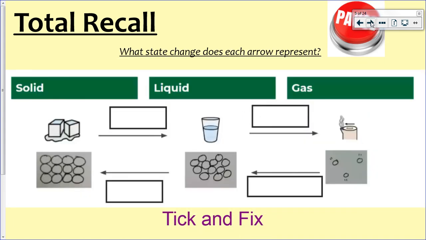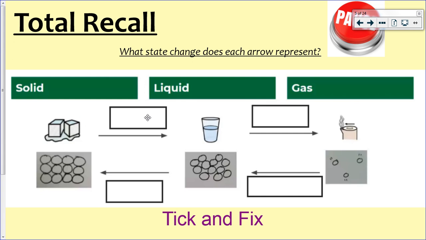There are 4 key words of state change. So what does each arrow represent on this picture? If you can just briefly write them into your book. So just do solid, arrow, liquid, write when a solid becomes a liquid, what do we call it? What do we call it when a liquid becomes a gas?